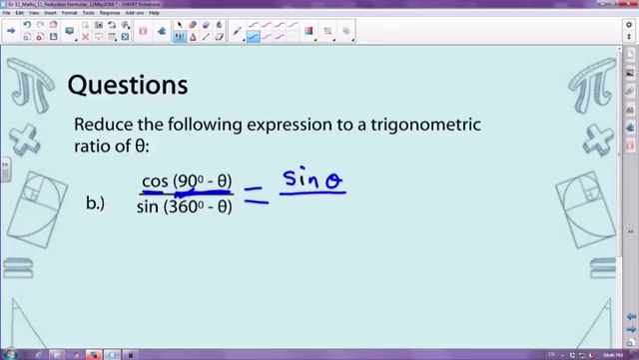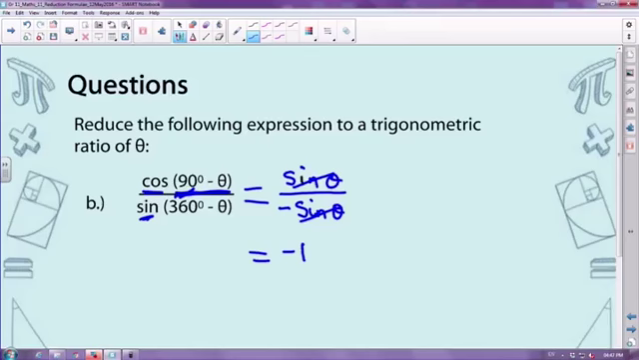Which quadrant is 360 minus? That's the fourth quadrant. How is sine in the fourth quadrant? Negative. Okay, that's number one. Do we have a 90 or 270? No, so it means that it's going to stay the same. So you get sine of theta. Now, there's a sine over sine, which gives us a negative 1. So your simplified version of cos of 90 degrees minus theta over sine of 360 degrees minus theta is negative 1.